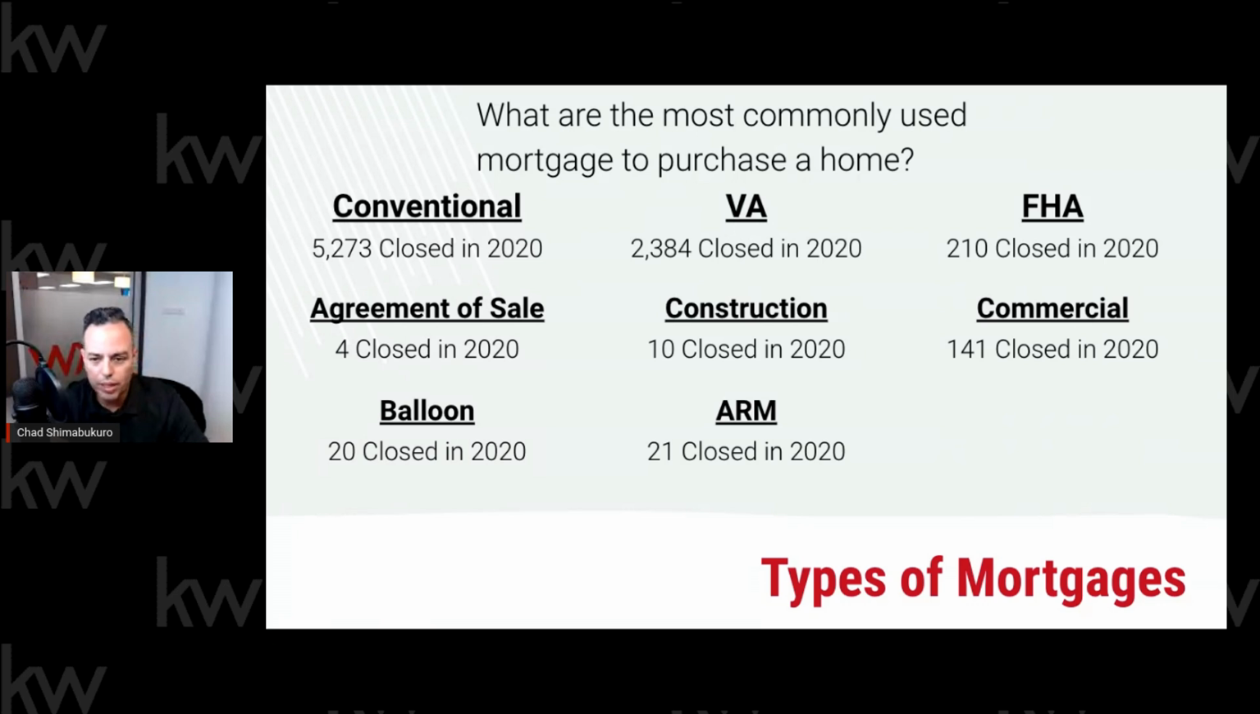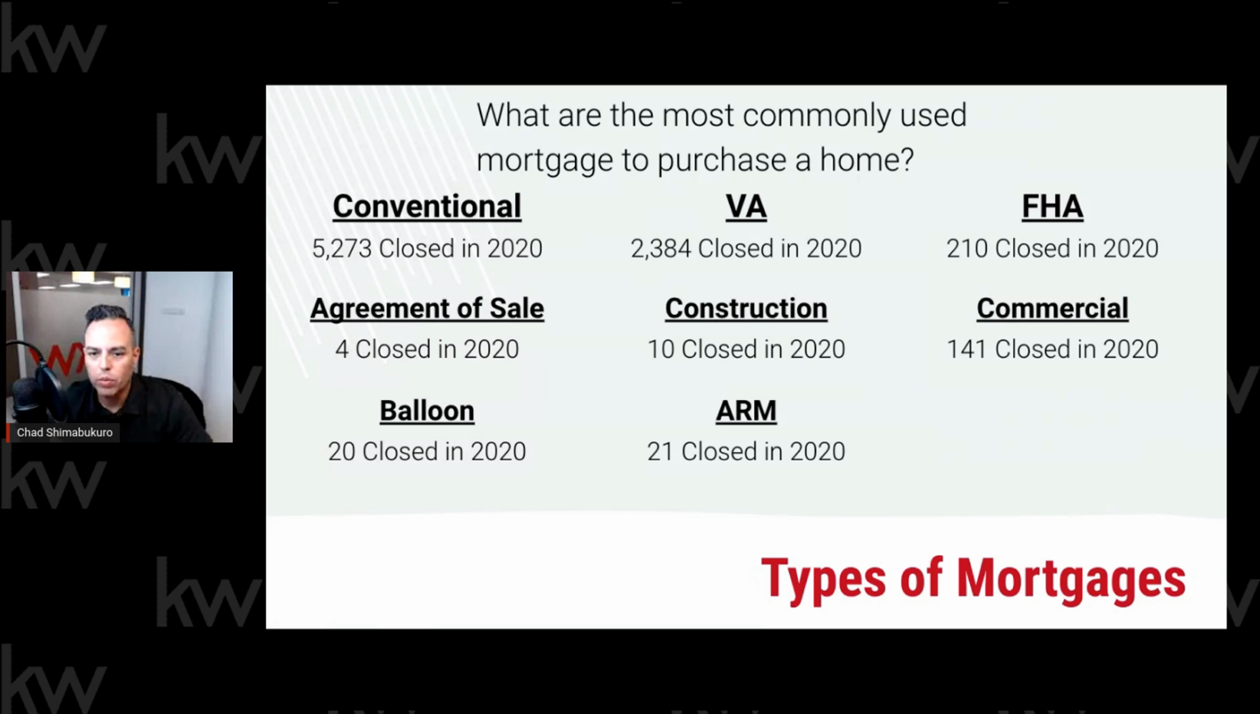For those of you who may not know, Oahu houses every single branch of the military, which we're super proud to have. And likewise, they make purchases. A lot of them do not want to live on base or rent, and they make the smart investment of wealth building and purchase properties to the tune of 2,384 purchases using a VA loan.